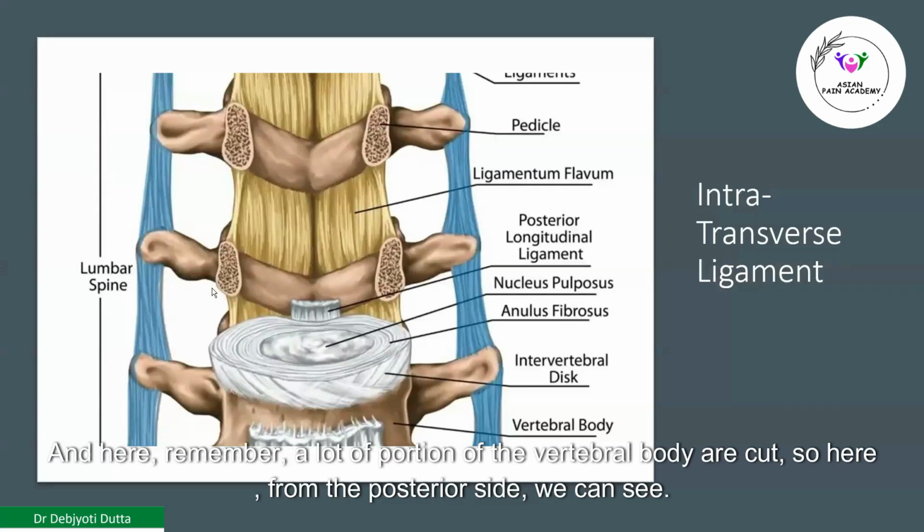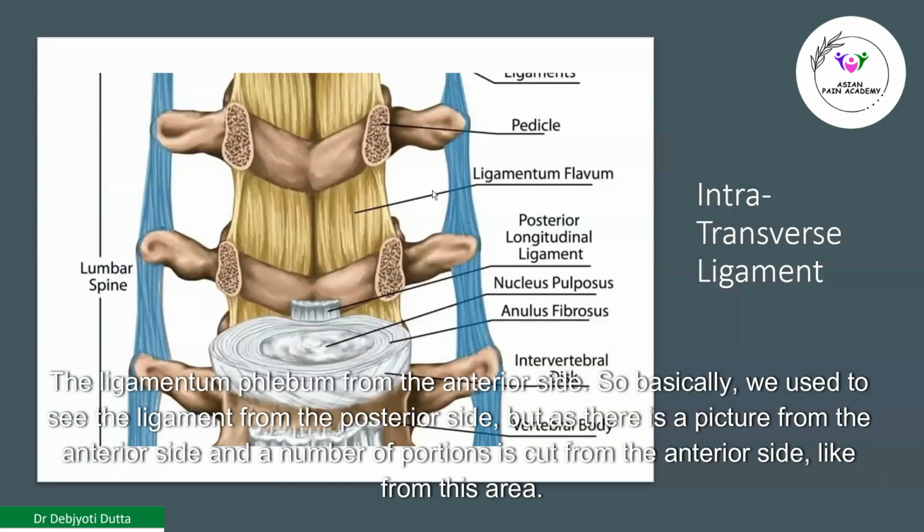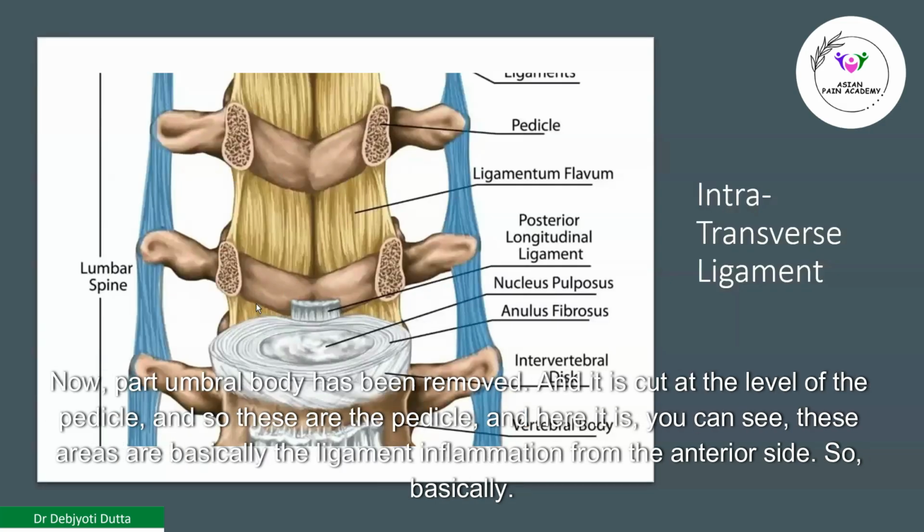And here, remember, a lot of portions of the vertebral body are cut. Basically, we used to see the ligamentum flavum from the posterior side, but as this is a picture from the anterior side and a number of portions are cut, like from this area the vertebral body has been removed and it is cut at the level of the pedicle. These are the pedicles, and you can see these areas are basically the ligamentum flavum from the anterior side.